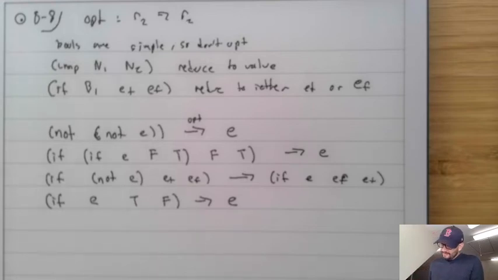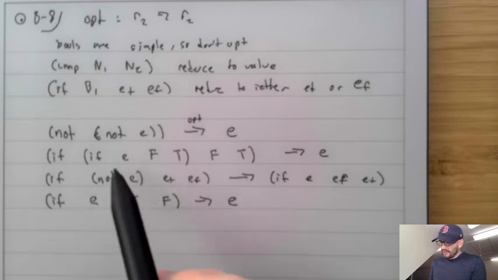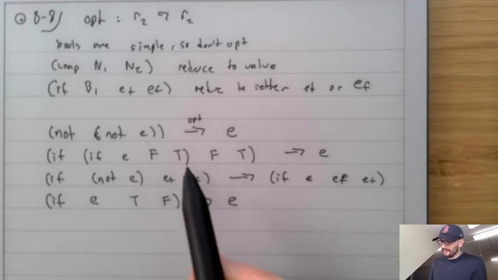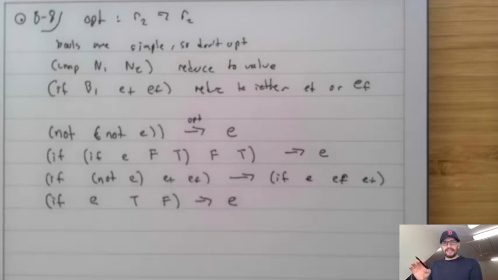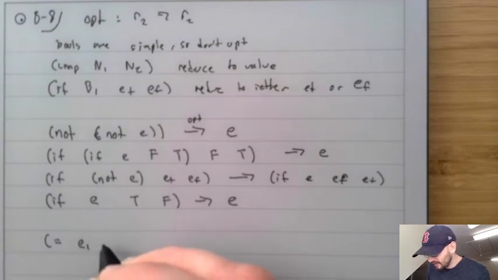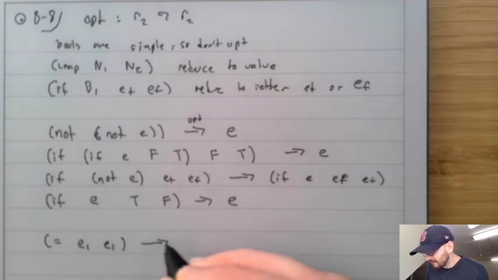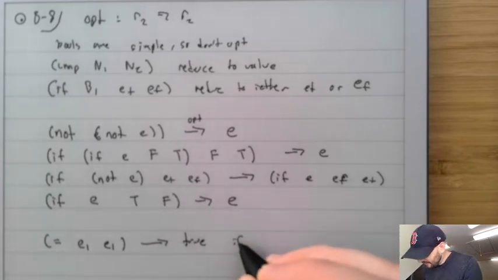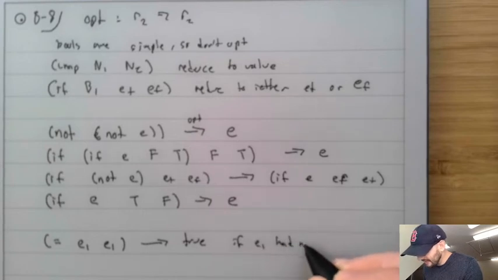Why is that relevant? Well, if we're analyzing an if statement, so these are just some ideas. Okay, now, what are other things that we could try to do? There are some comparisons that we could imagine optimizing away. For instance, suppose that we had an equality of E1 and E1, then we could imagine reducing that to true. But that would only be possible if E1 had no reads in it.